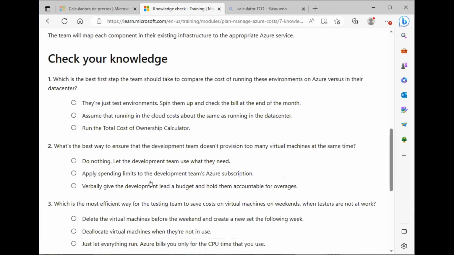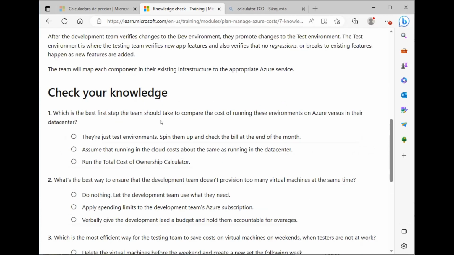Check your knowledge. Which is the best first step the team should take to compare the cost of running this environment on Azure versus in their data center? Provision these environments, spin them up, and check the bill at the end of the month. Assume that running in the cloud costs about the same as running in the data center. Run the total cost of ownership calculator to compare.